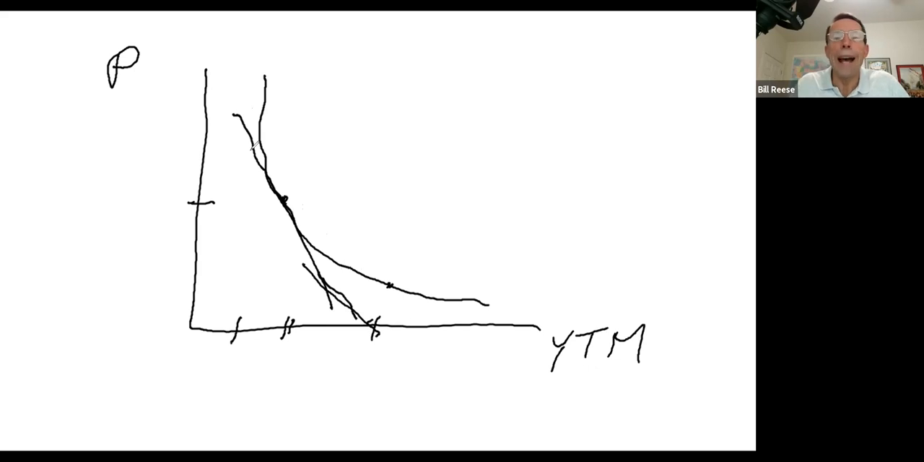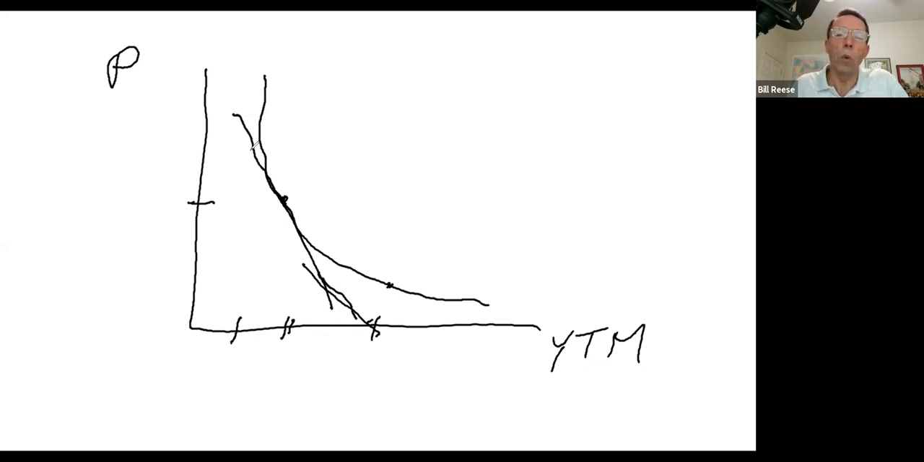Now, something we're really not going to get into, but I just want to make you aware of, is if you want to be more accurate than modified duration for these greater changes, you can add something to modified duration, and that is called the convexity measure of a bond. If you add convexity to modified duration, you get a better approximation for changes in interest rates.